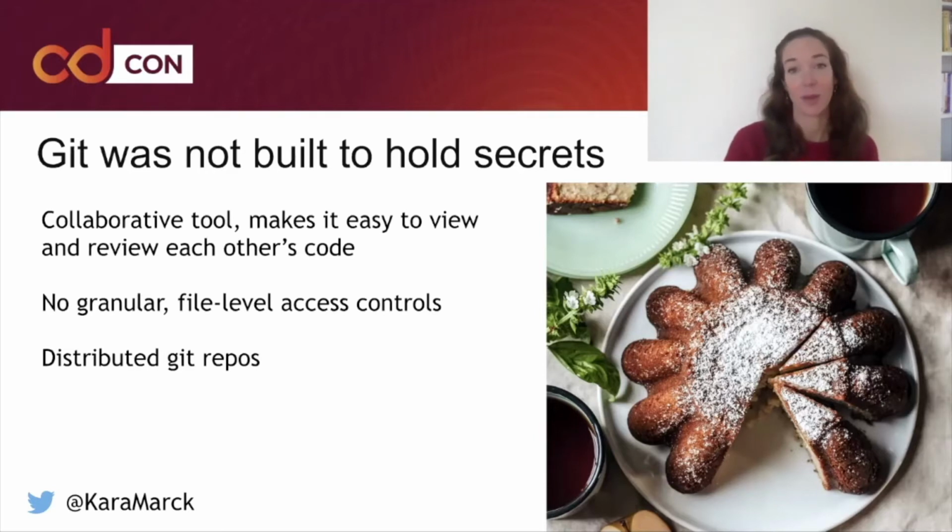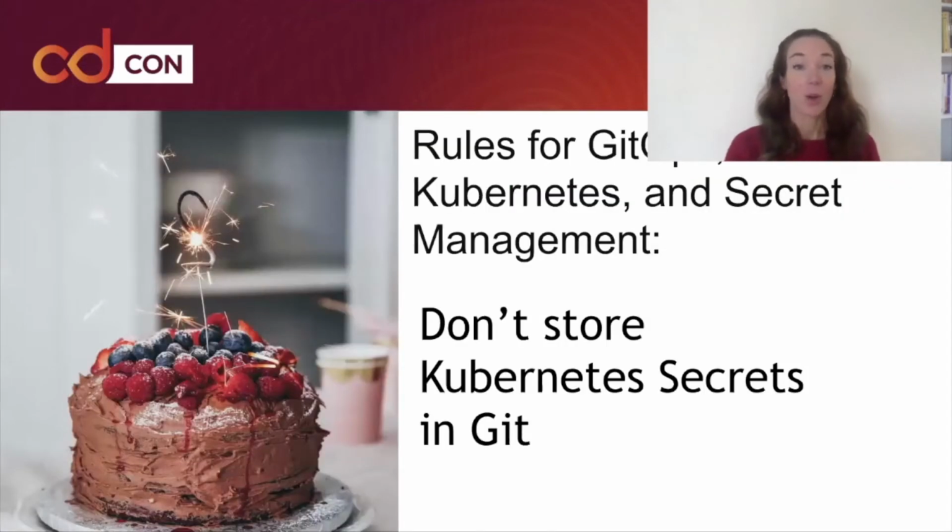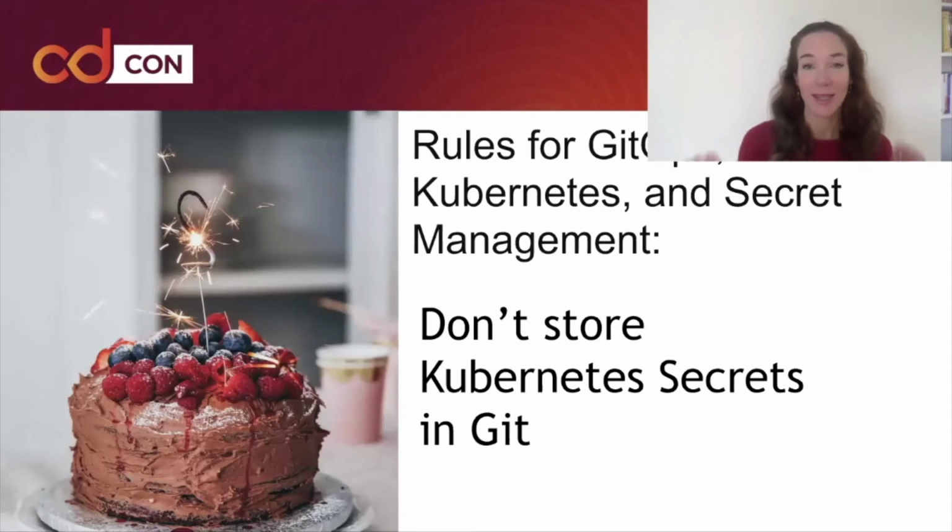Also, distributed Git repos. So with GitOps, your team members are going to locally clone the Git repo to their laptops and workstations. And this would mean the proliferation of secrets to many different systems and opening up the surface of attack. So if any of those laptops were stolen or workstations compromised, then your secrets would be open to attack. Okay. So our one rule for GitOps, Kubernetes, and secret management is don't store Kubernetes secrets in Git.